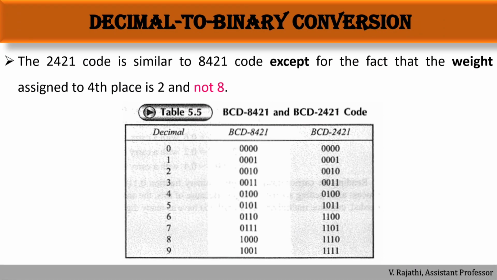The 2421 code is similar to the 8421 code, except that the weight assigned to the fourth place is 2, not 8. So for the same decimal number, what is the BCD 8421 code and what is the 2421 code? Only the changes start from 5. For 5, the BCD 8421 code will be 0101, and BCD 2421 is 1011. So the changes start from 5.